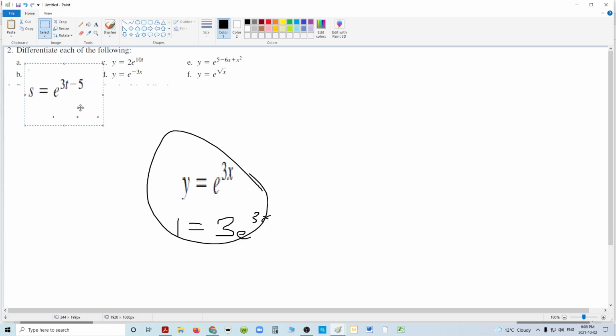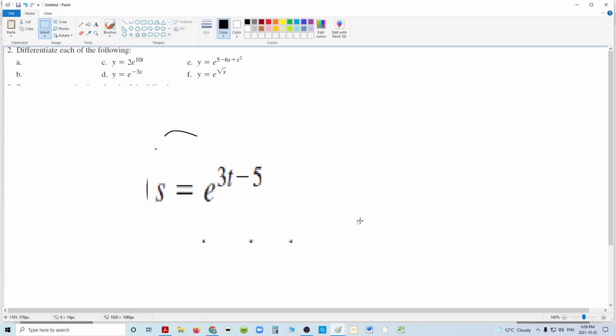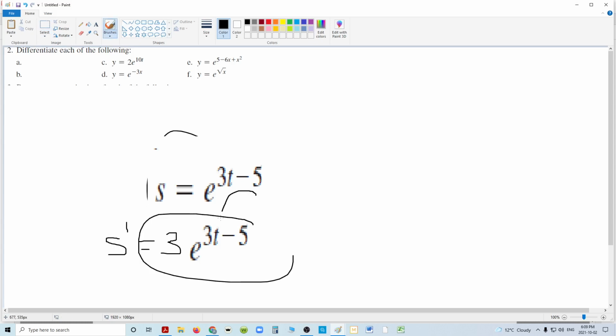What's the derivative of this? Notice it doesn't matter if it says s is equal or y is equal or x is equal. The derivative of this is the same thing times the derivative of the exponent. Numbers don't have derivatives, so the derivative of this is just 3. And again, I just put 3 in front of that. And if I want to calculate the derivative of s, I now have s prime is equal to this. If they give me values of t, I can figure it out. And you'll also never find a max or min on a growth curve. It has no max or mins.